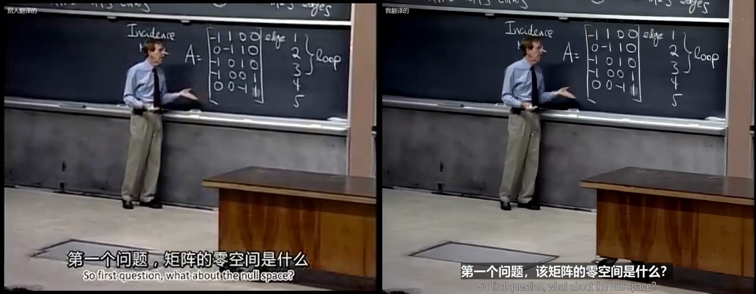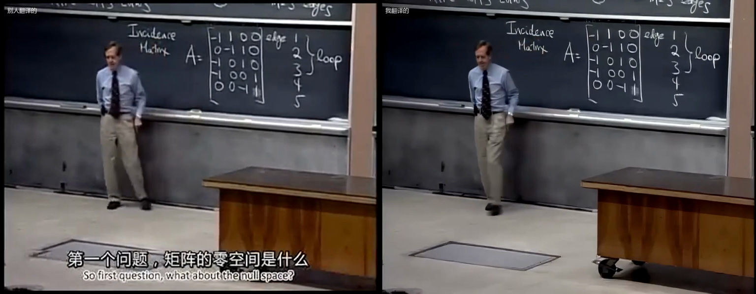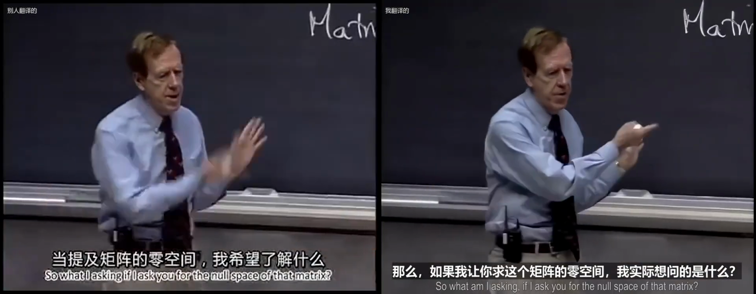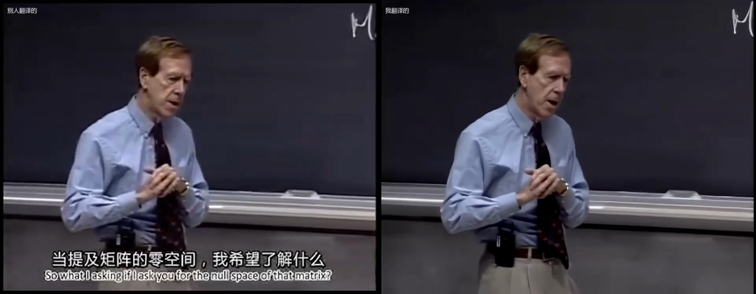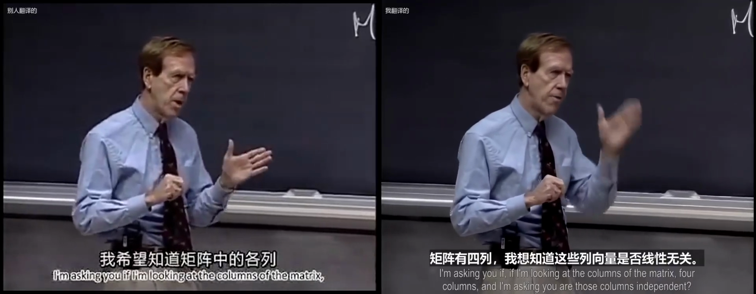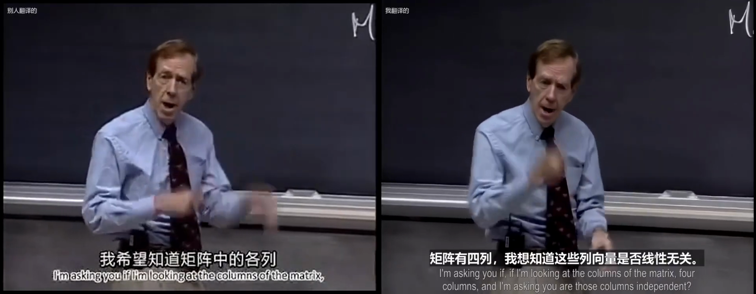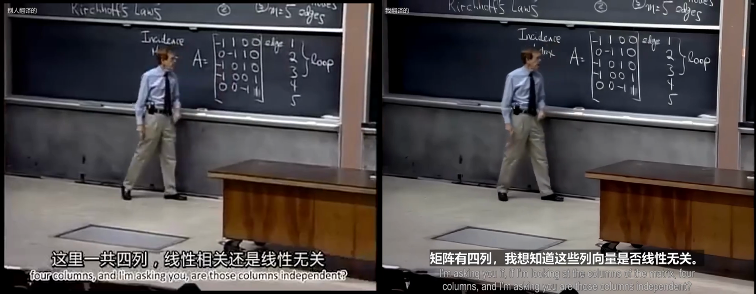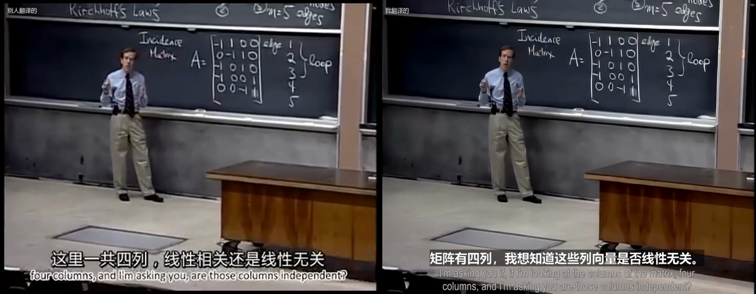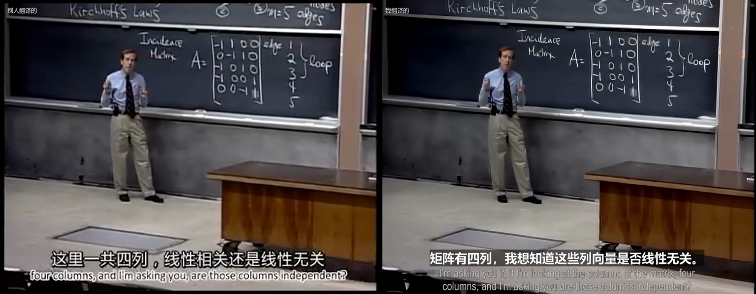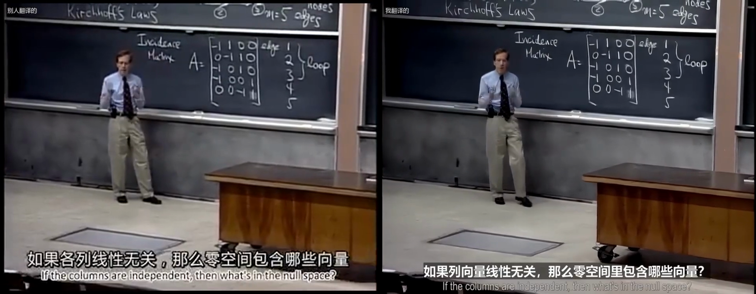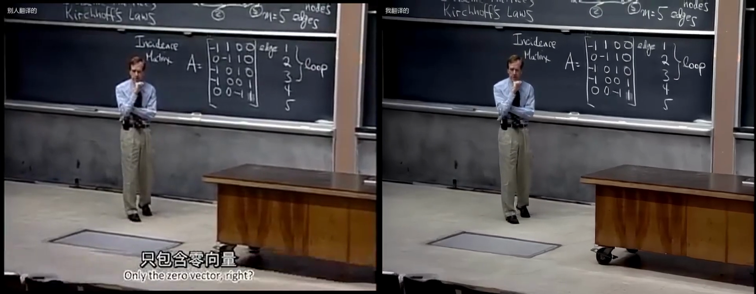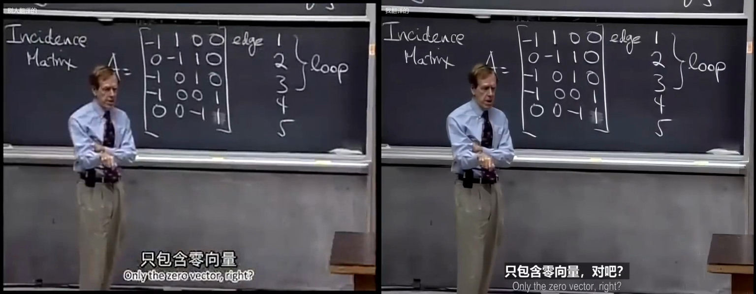So, first question, what about the null space? So what am I asking? If I ask you for the null space of that matrix, I'm asking you if I'm looking at the 4 columns of the matrix, are those columns independent? If the columns are independent, then what's in the null space? Only the 0 vector, right?